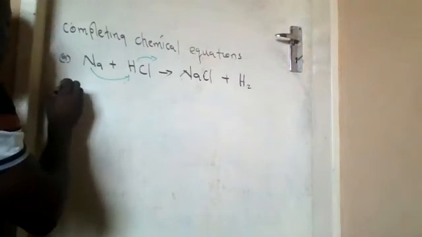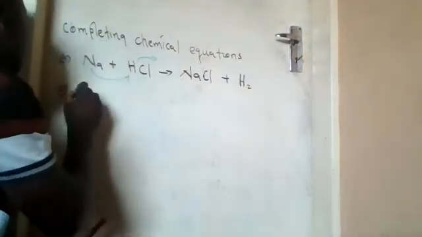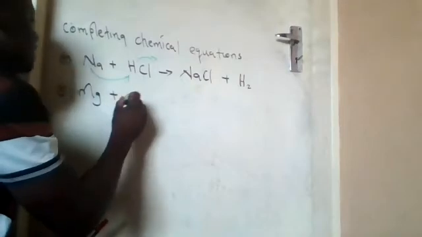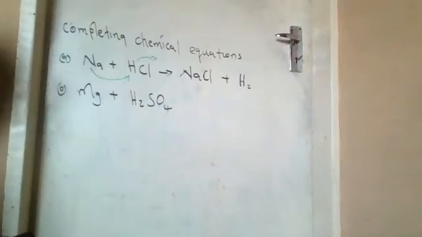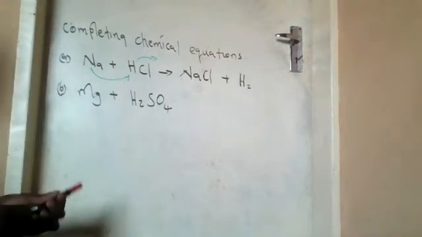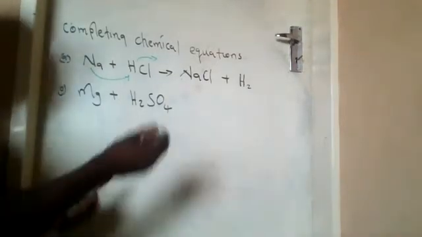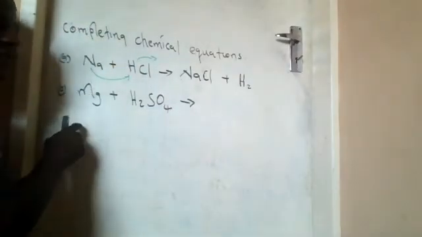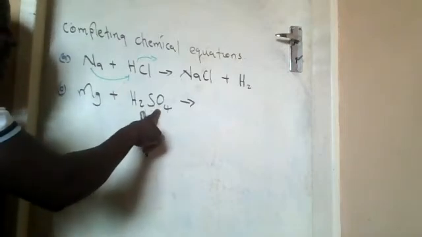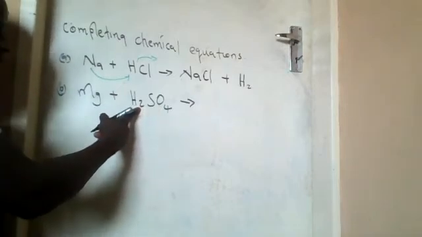Then B, what you're given is magnesium plus sulfuric acid. We just looked at how to write the sulfuric acid. The sulfuric acid is H2SO4. So how can we now complete that chemical equation? You consider magnesium. Magnesium is in group 2, so the valence is 2. The sulfate is a radical whose valence is 2, that is the 2 which is here.